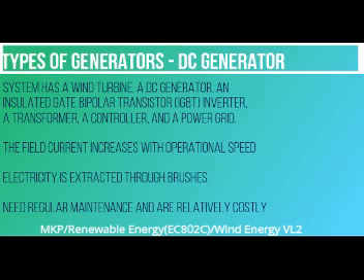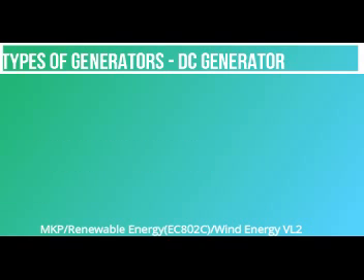Electricity is extracted through brushes as AC power, which in turn is converted into DC output. These generators need regular maintenance and are relatively costly because of using commutators and brushes. Using DC WTGs is unusual in wind turbine applications except in situations of low power demand.